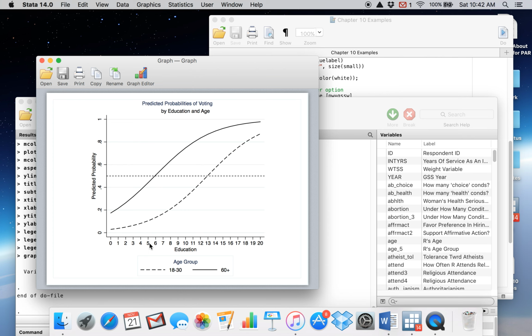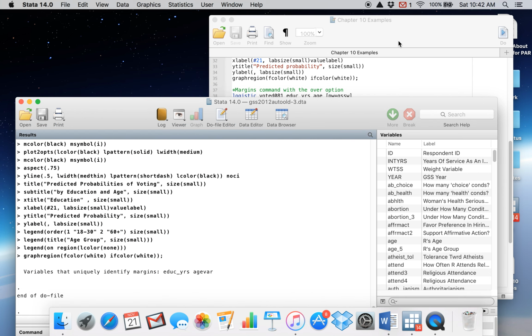In fact, you can see here, at about 5 years of education or so, maybe 6, we hit the 50. You become more likely to vote than not when you're over 60 and you have about 6 years of education. And for 18 to 30, you don't become more likely to vote than not until you have about, looks like maybe 12 or 13 years of education. So graduating high school. So let's see here. What are we doing next?